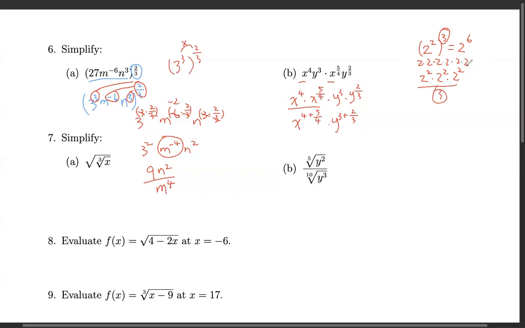So how many 2's multiplying each other? 6 of them. So that's why we multiply. We have 2 layers, we multiply.